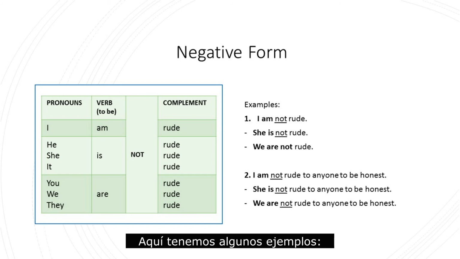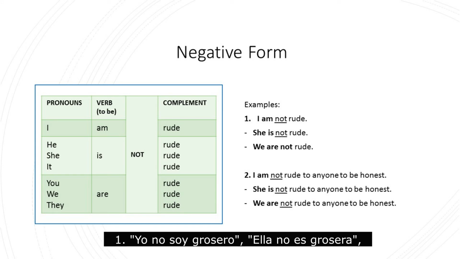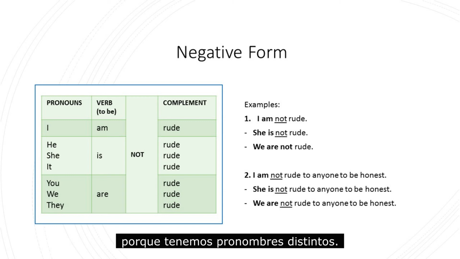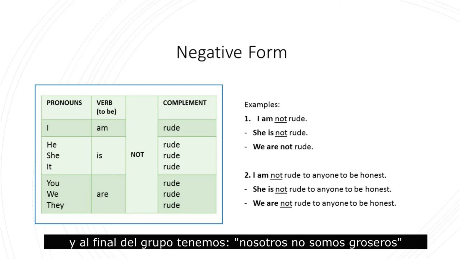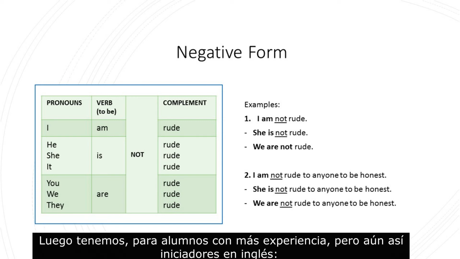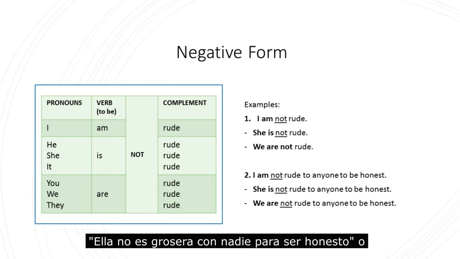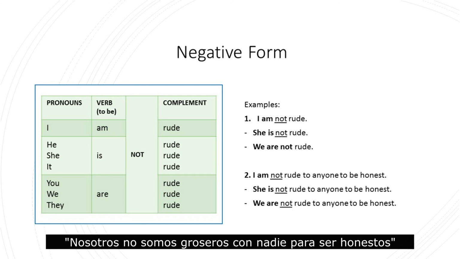Here we have some examples. Number 1, I am not rude. Number 2, she is not rude. You see, we have a different form of verb to be here because we have different pronouns. And at the end we have, we are not rude, okay? And then we have for more experienced, let's say learners, but still beginners, I am not rude to anyone, to be honest. She's not rude to anyone, to be honest. Or we are not rude to anyone, to be honest.